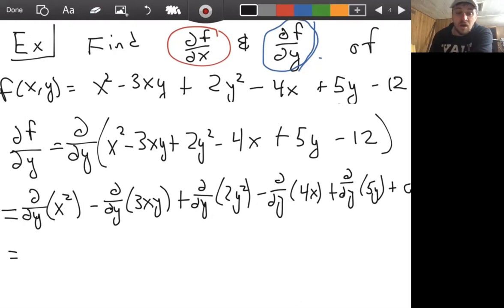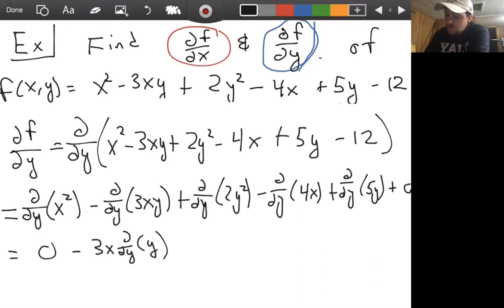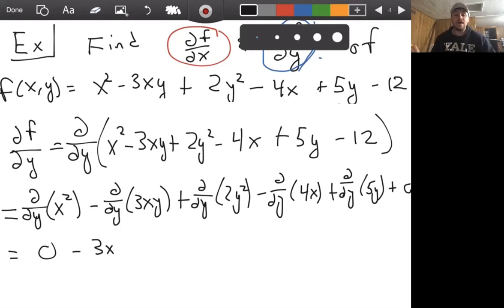x is constant with respect to y, and we know the derivative of a constant is 0. So this is 0. And then we have minus. Well, we can use our rule that constants can be pulled out front before we take the derivative, right? And so 3x is a constant with respect to y. So this is the same as minus 3x d dy of y. And the derivative of y with respect to y is just 1, right? And so what we'll get is that the derivative of negative 3xy with respect to y is negative 3x.